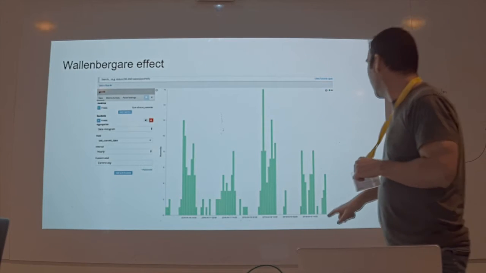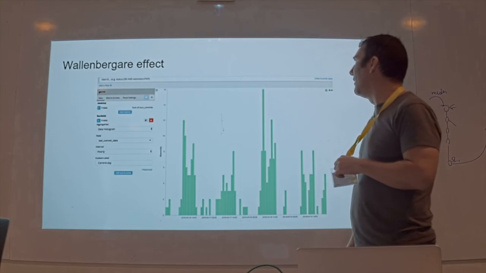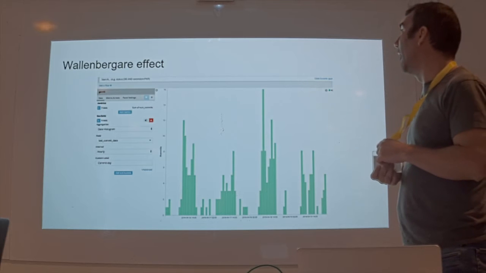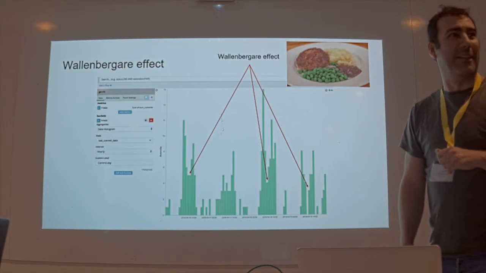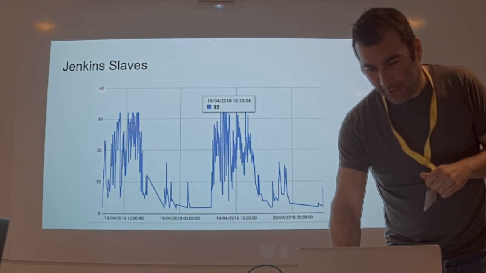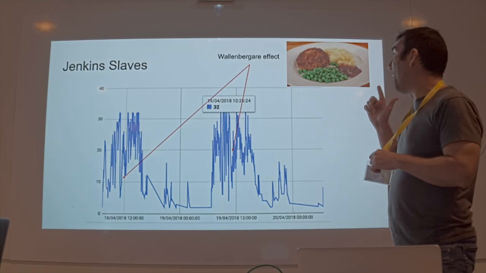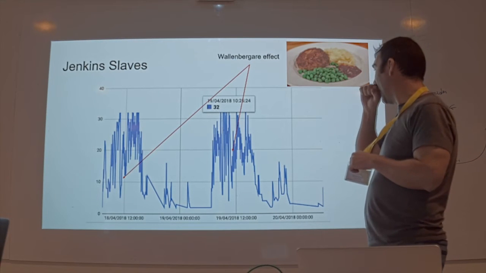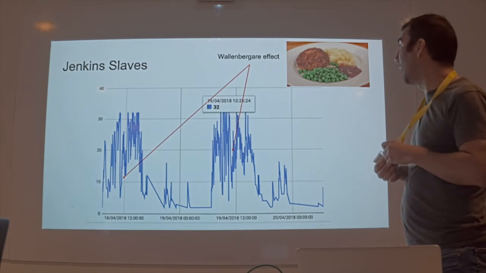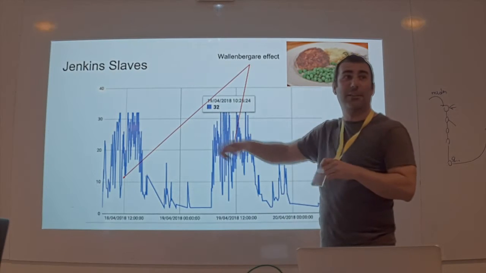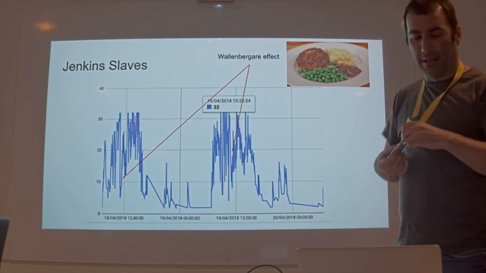And now you can see that there are some holes, some patterns in these histograms, and it's what they call the Wallenberger effect, which is lunchtime, which actually correlates with the number of Jenkins slaves going down. It's quite interesting to see that we got up to, I don't know if you have any number about the previous hackathon, but this is the maximum number of slaves that we have, that went up to 32, thanks to Han and Lucas' work.